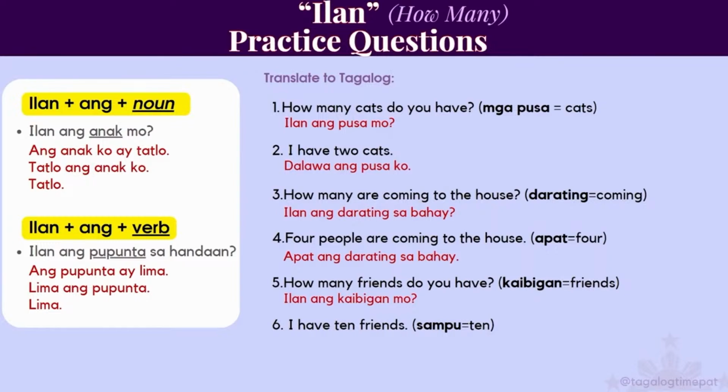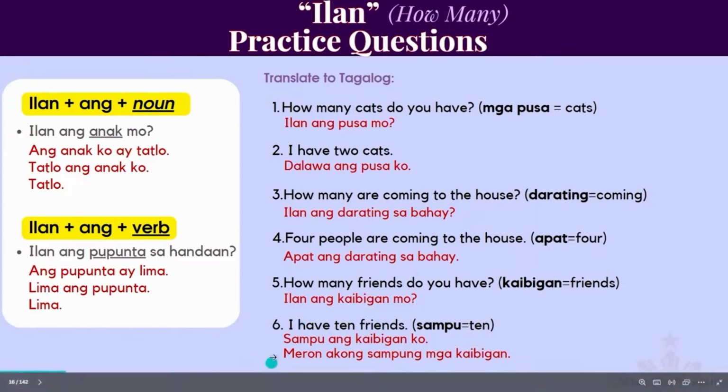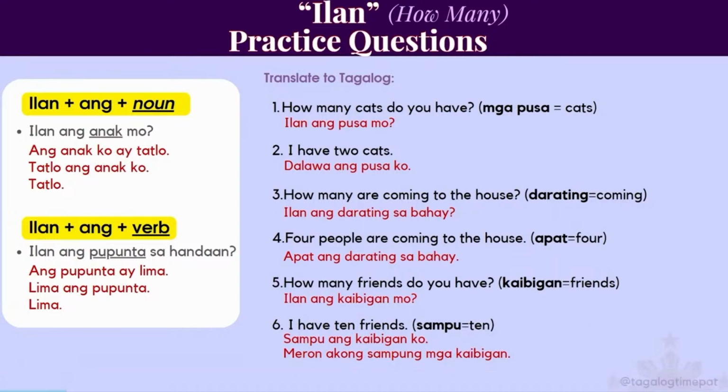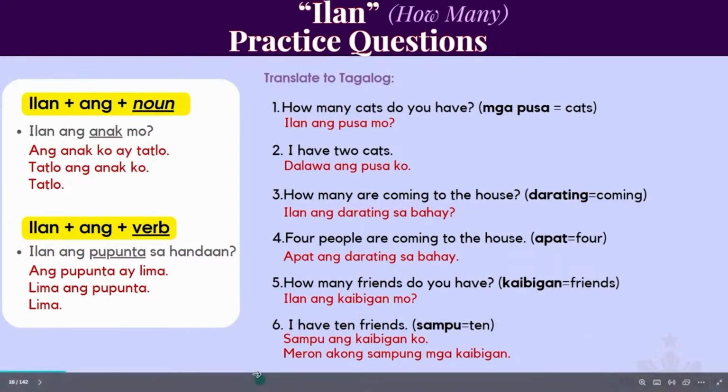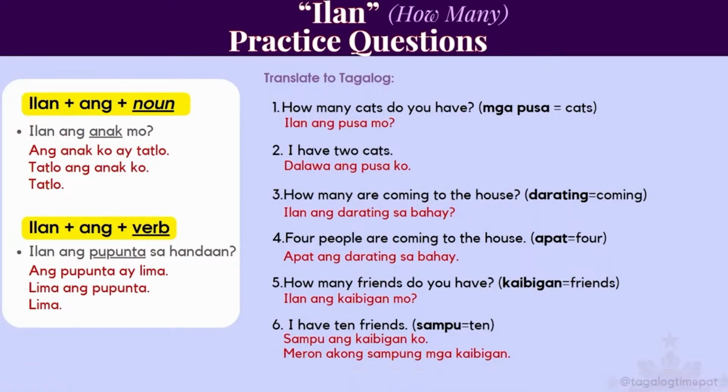Number 6, I have 10 friends. Sampu means 10. Sampu ang kaibigan ko. Or sampu ang mga kaibigan ko. I have 10 friends. All right. Another way to answer this, meron akong sampung mga kaibigan. So I want to show you again, there are different ways to answer. There's a long form, there's a short form, there's an even shorter form, right? Just say the number by itself. So if you hear different responses, hopefully you can recognize some of the vocabulary words and just go from there.